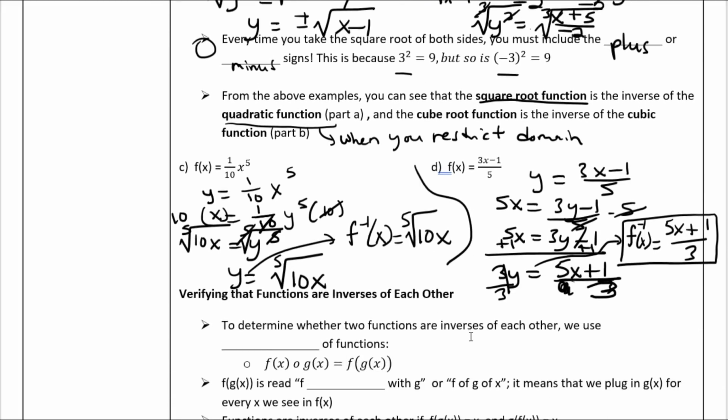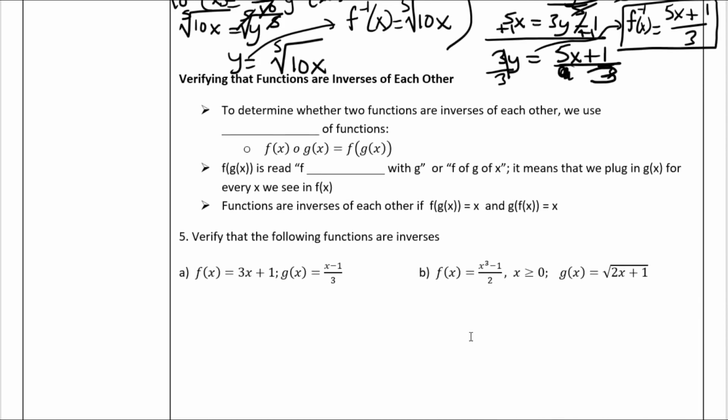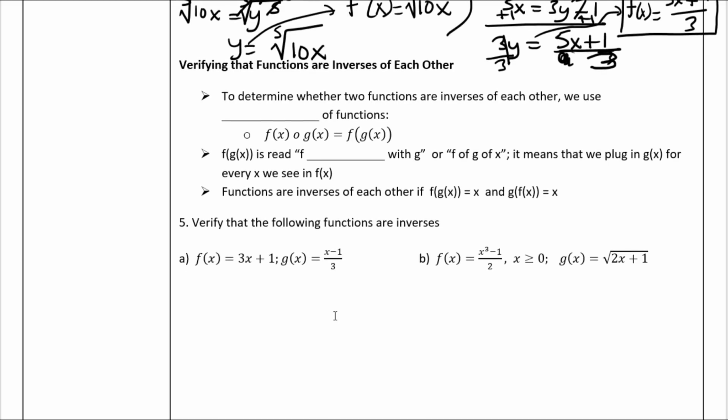So now that we know how to find the inverse, the next skill you need to know is how to determine, given two functions, that they're inverses of each other. In order to verify that two functions are inverses, you have to use what we call composition of functions.